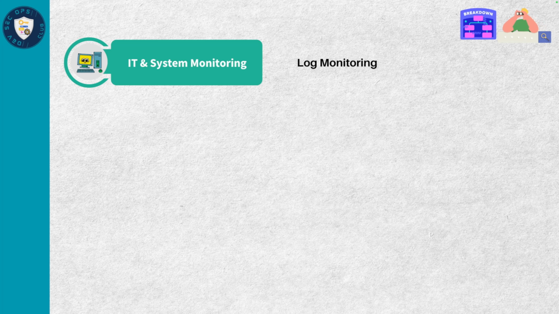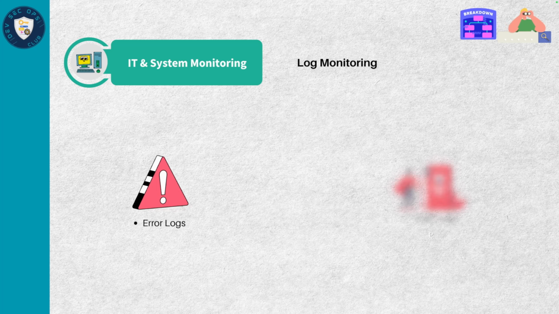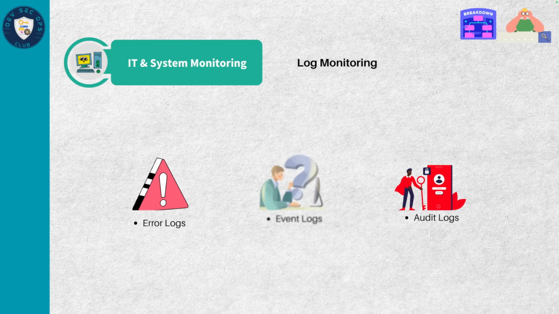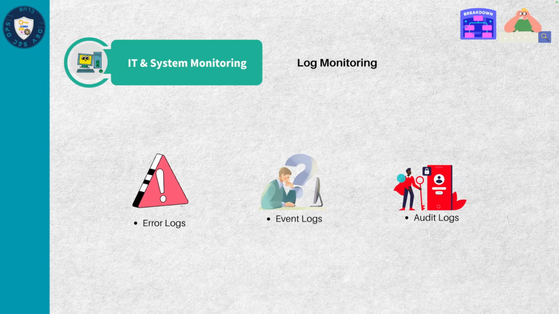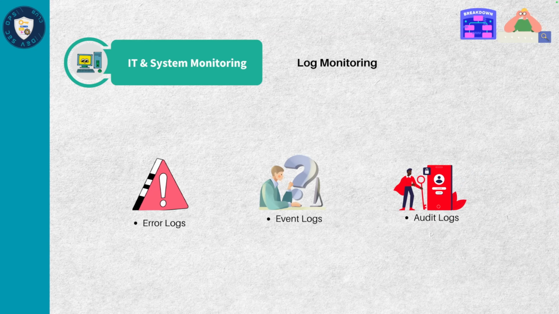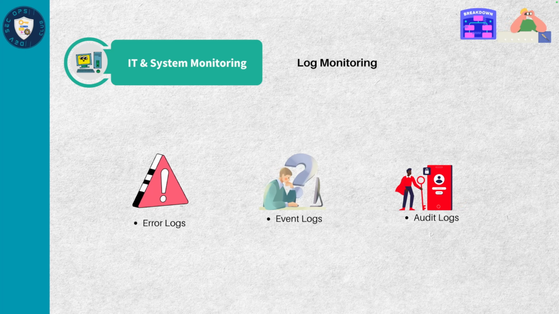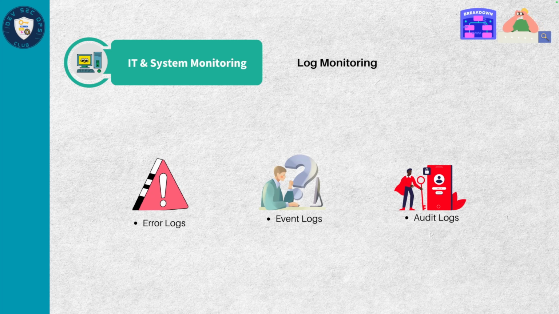Some key aspects of logs include error logs, audit logs, and event logs. Logs help IT teams diagnose problems, track security risks, and ensure compliance. Without monitoring, issues like unauthorized access or unnoticed errors could go undetected, leading to serious consequences. It might be possible that some hacker is trying to get into your system or application, and if you don't monitor the logs, you cannot find what is happening inside the system. So this is about log monitoring.